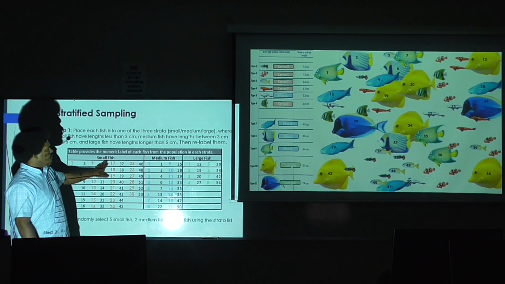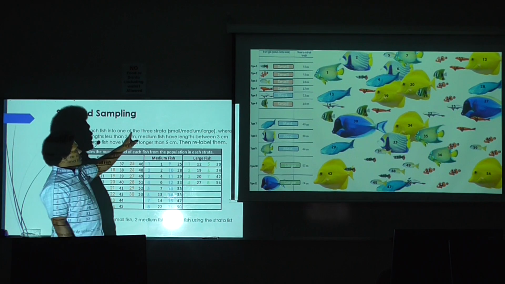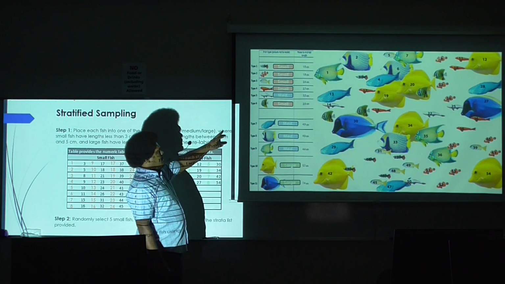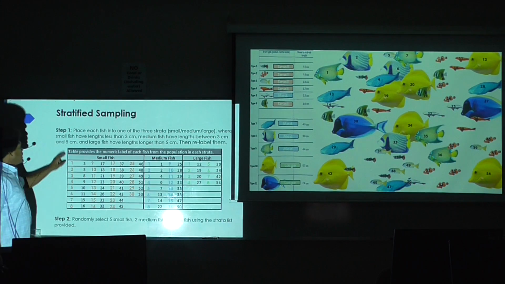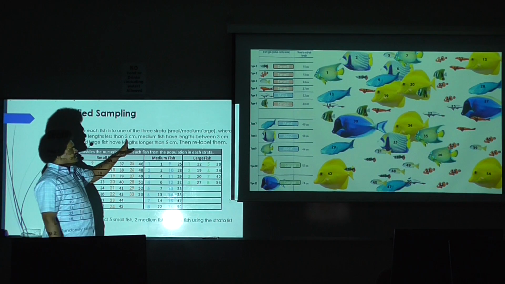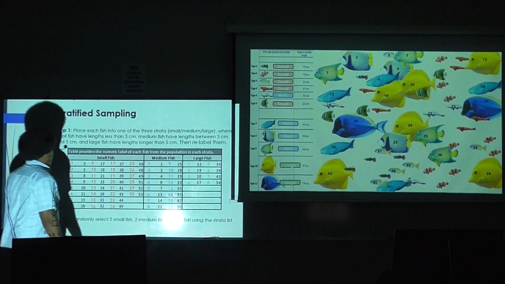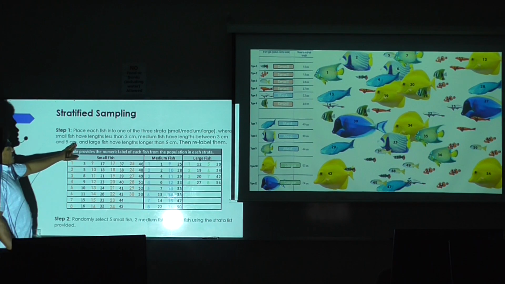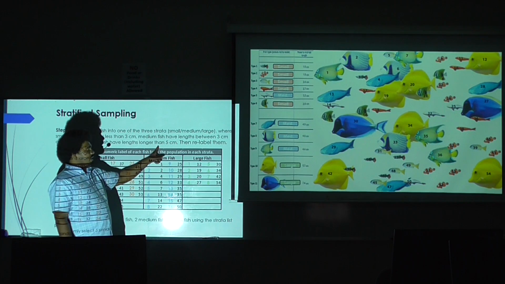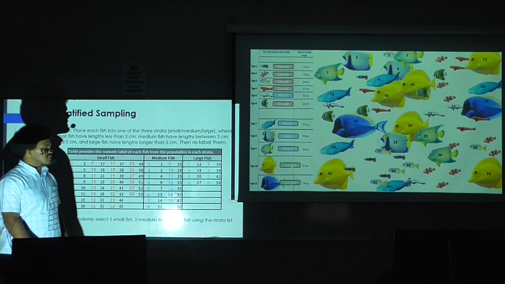So, what are the 3 strata I chose? Over here, we're going to place each fish into one of the 3 strata, which is small, medium, or large. Small fish have a length less than 3 centimeters, medium fish have a length between 3 centimeters and 5 centimeters, and the large fish have a length longer than 5 centimeters. That's what we're going to do, and then we're going to relabel them. So first, let's get them into the strata.